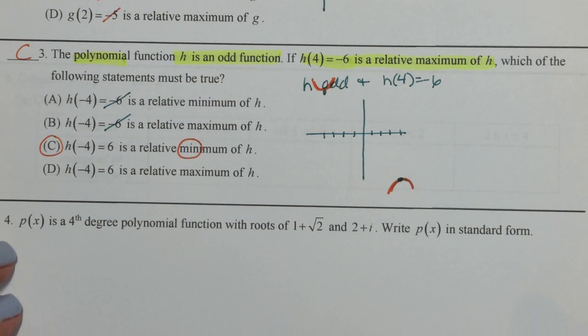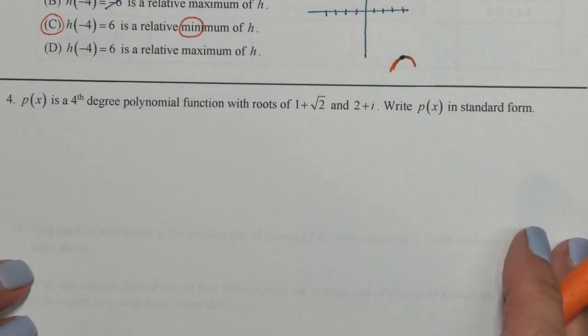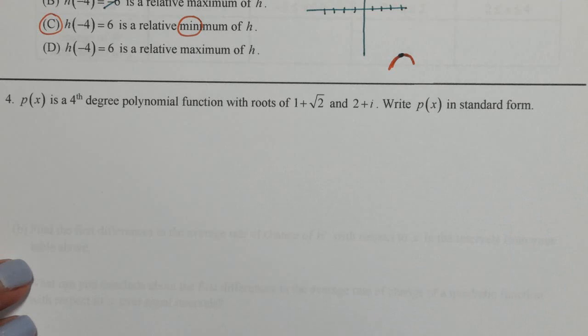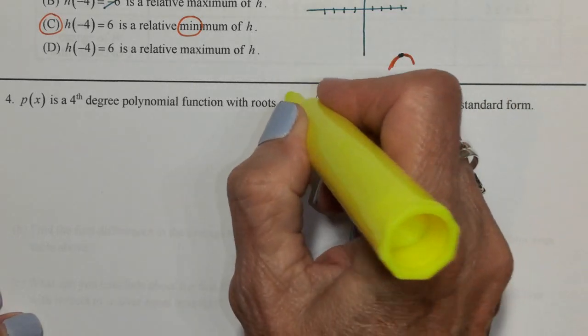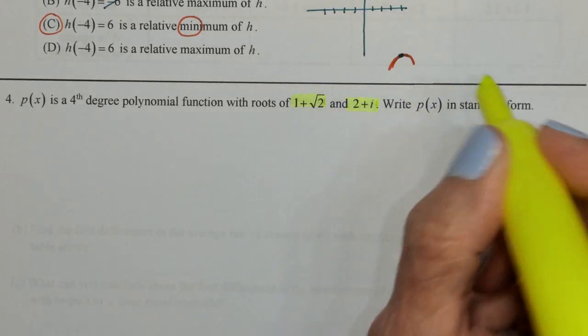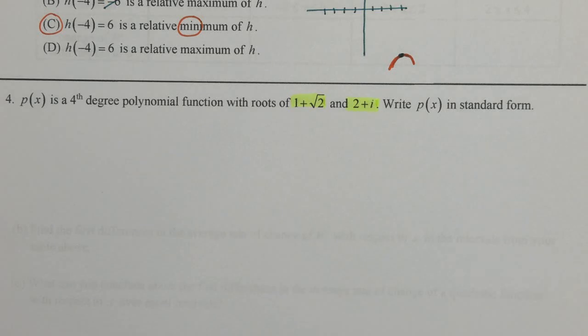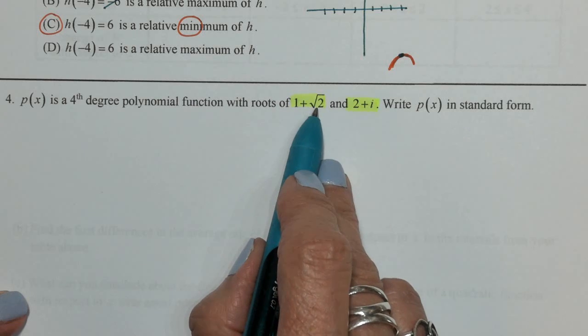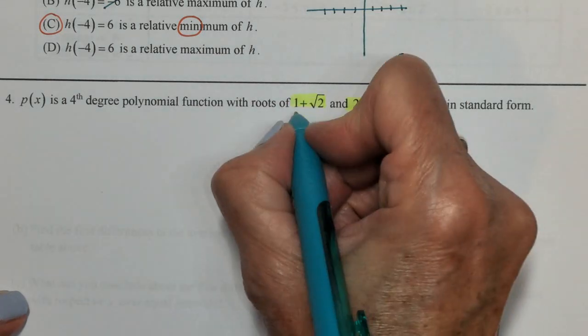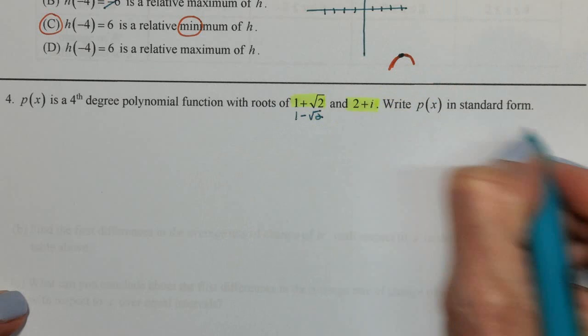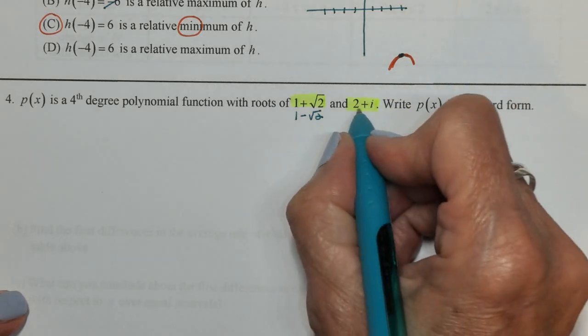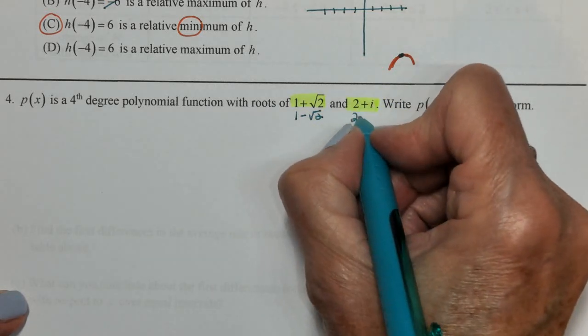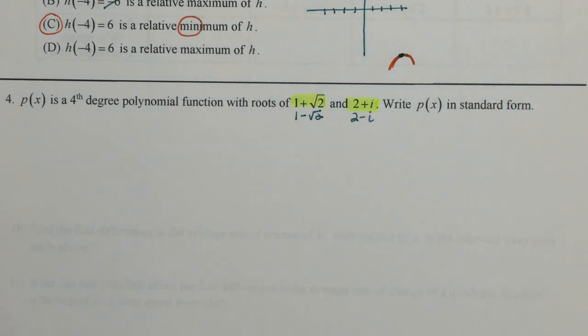Alrighty. Number 4. P is a 4th degree polynomial function with roots of 1 plus square root of 2 and 2 plus i. Write P of x in standard form. If 1 plus square root of 2 is a root, then I know that 1 minus square root of 2 is also a root. If 2 plus i is a root, then I know that 2 minus i is also a root.